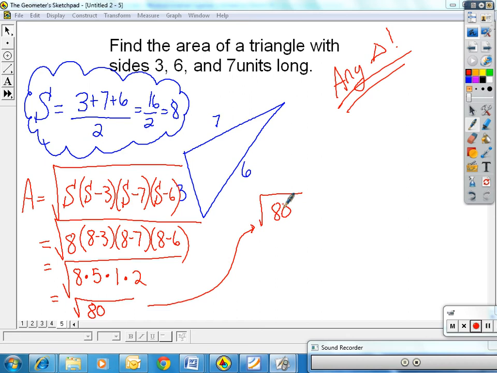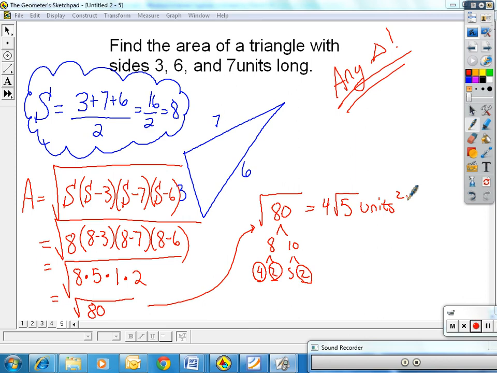Simplify the square root of 80. What perfect square goes into 80? 4 does, right? So 80 divided by 4 is 20. So I could think of it like this: 8 and 10, 5 and 2, 4 and 2. So I've got 4 is a perfect square, and I have another 4 as a perfect square. So this is equal to 4 root 5 units squared. Okay. All right.